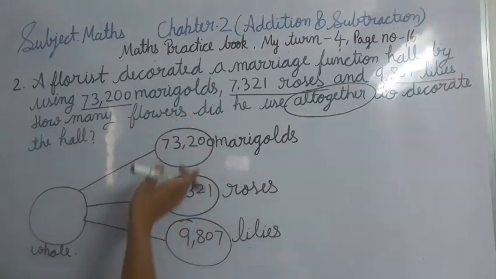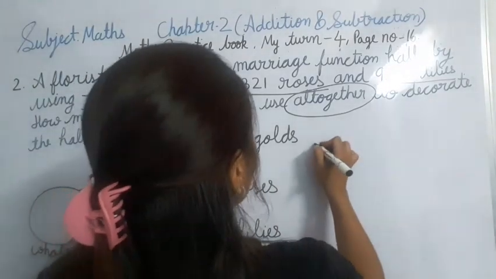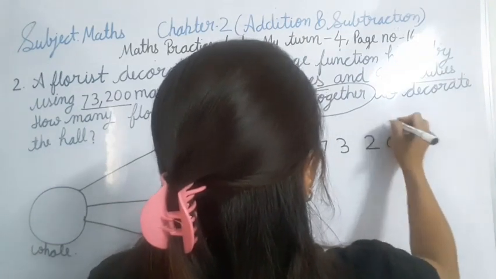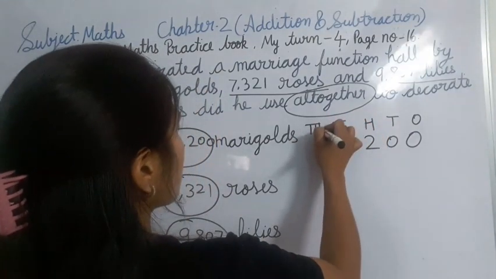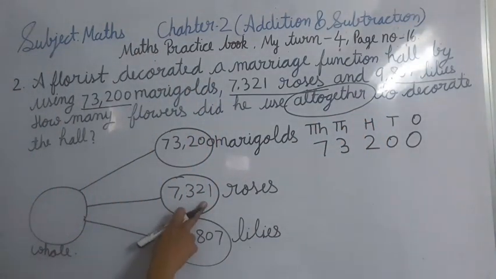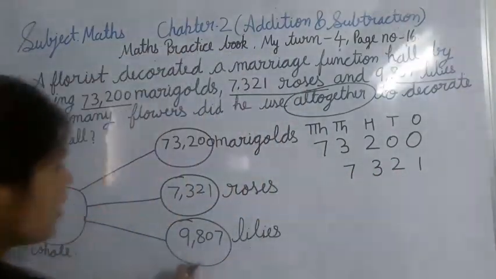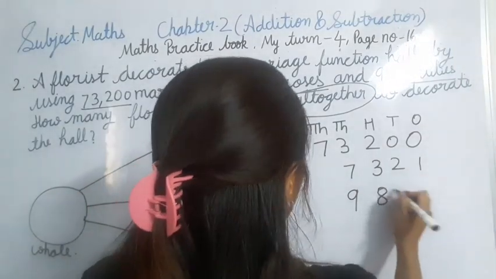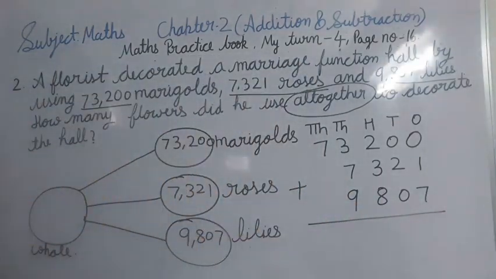So how will we find the whole? We need to add them. We need to add marigold, rose and lily flowers. So let's add here 73,200. Mention their places: ones, tens, hundreds, thousands, ten thousands. And this much roses, 7,321 roses. 9,807 lilies. 9,807 lilies he used. So let's put them together.